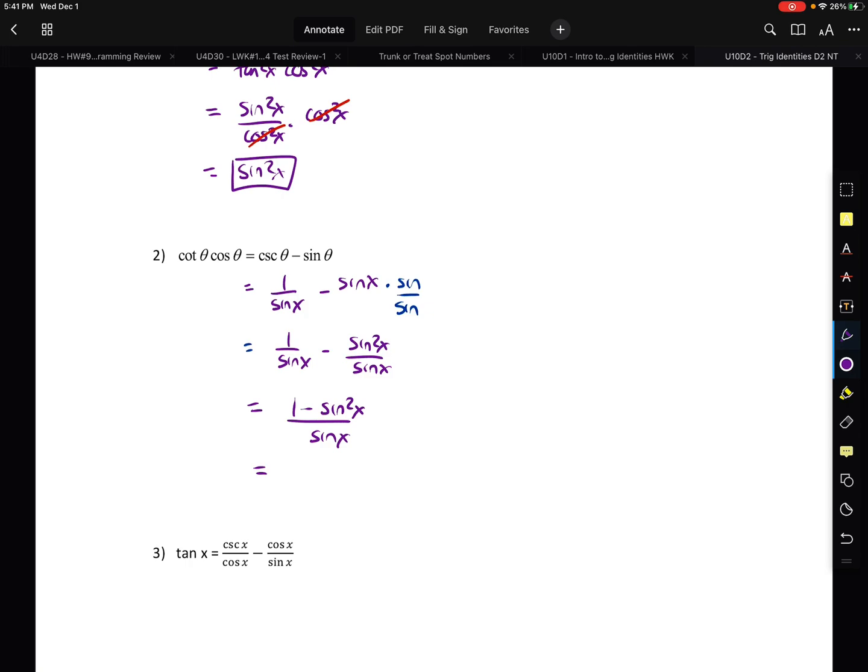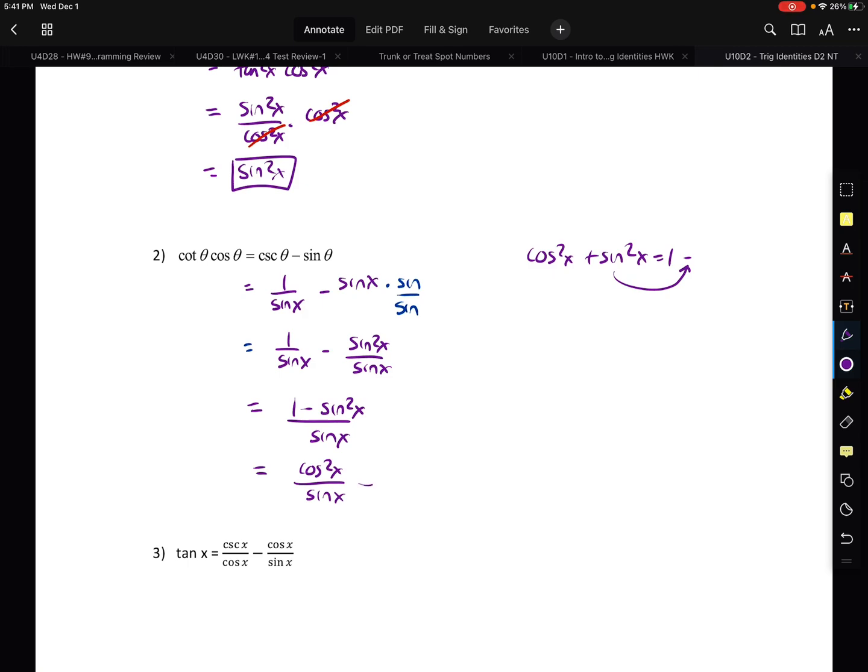So what do I have now? Well, I've got my rule still. So I keep going back to my identities. Cos squared x plus sine squared x equals 1. So if I move this over, 1 minus sine squared x is cos squared x.